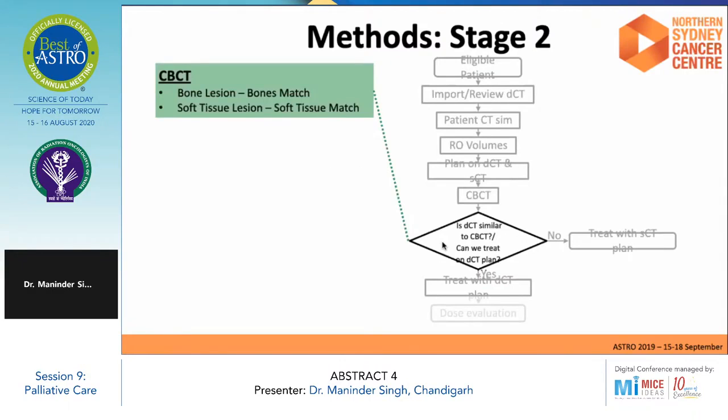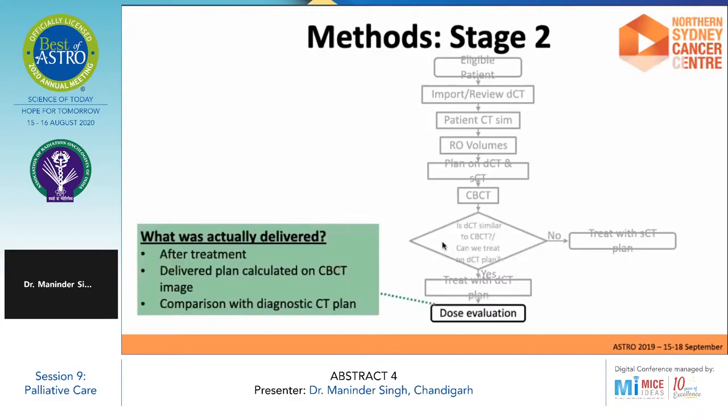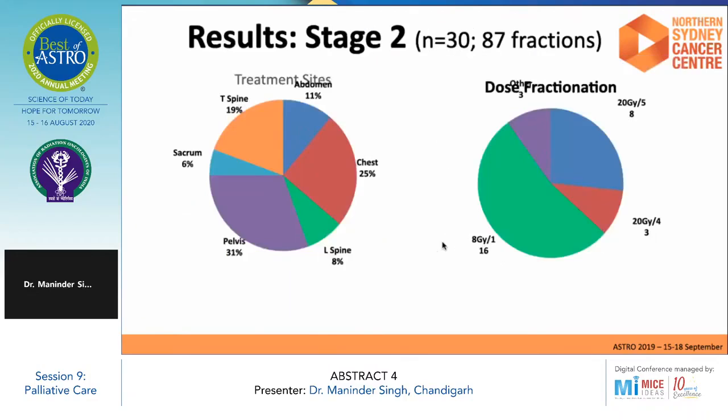Either a bone or soft tissue match was done and the patient's body contour checked to ensure that they were within 2 centimeters of tolerance. If an appropriate image match could not be achieved, then SimCT plan was used. If it was achieved, then we proceeded to deliver the diagnostic plan. Post-treatment, actual delivered dose was compared to what was planned. For this, the delivered plan was recalculated on the acquired CBCT and compared.